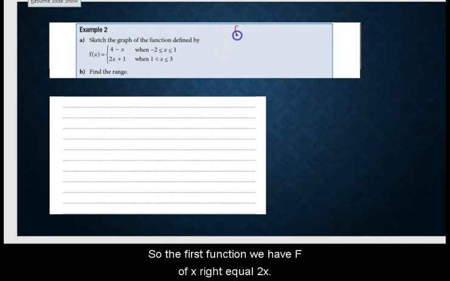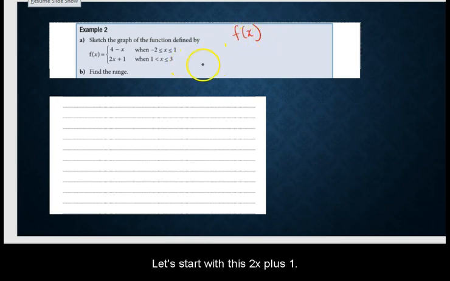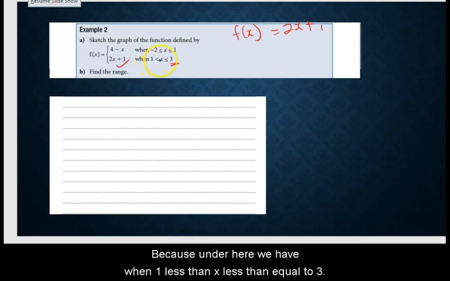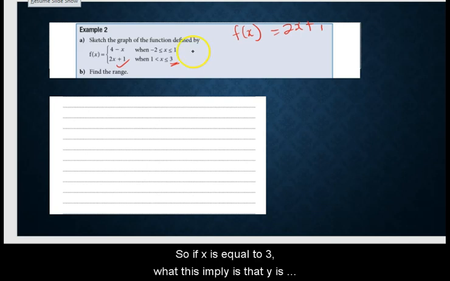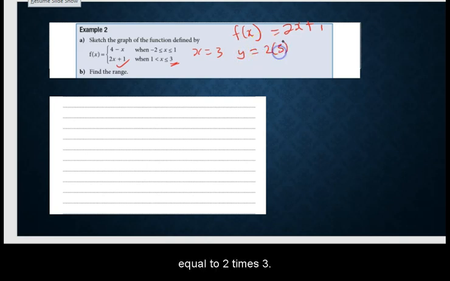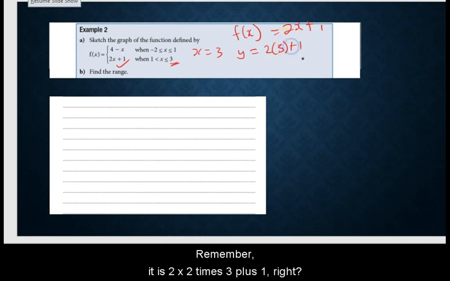So the first function, we have f of x equal 2x plus 1. Let's start with this. So what are we going to do when x is 3? Because under here we have when 1 less than x less than or equal to 3. So if x is equal to 3, this implies that y is equal to 2 times 3 plus 1, right? So what is 2 times 3? 6 plus 1, you get 7, right?